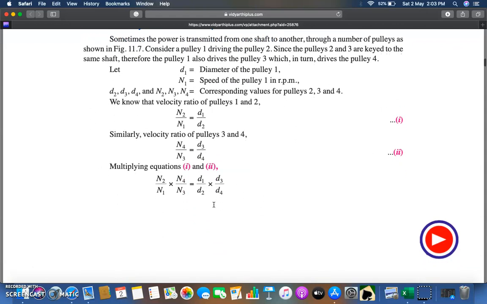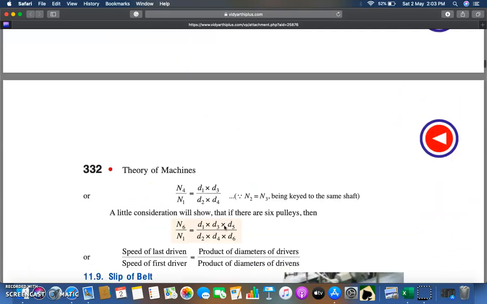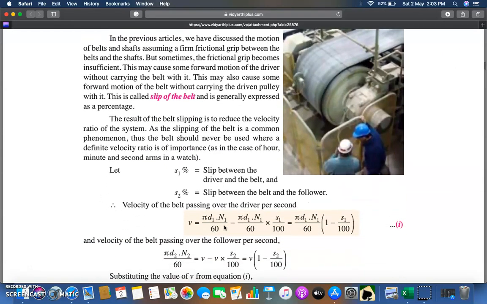Now velocity ratio of compound: if you have a compound belt drive, then similarly to the compound gear train you have studied in the gear trains curriculum, you can apply the same principle here and get the values of the remaining velocities. Now slip is a percentage of slip which will be encountered, and this may also cause some forward motion of belt without carrying the driver pulley with it. Meaning without getting any effort from the driver, your belt is going to pass from one step to the other, and that is called slip.